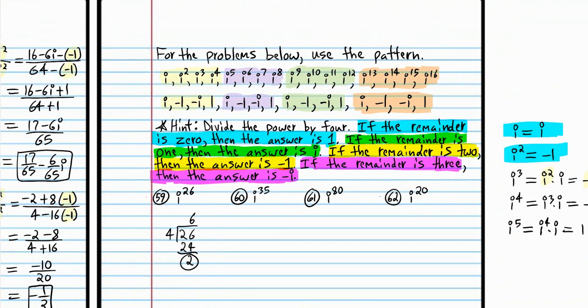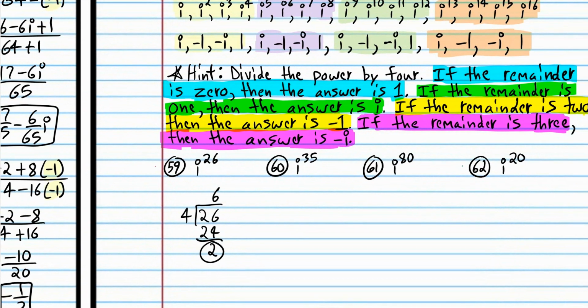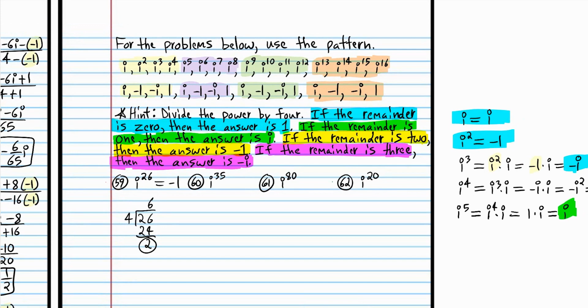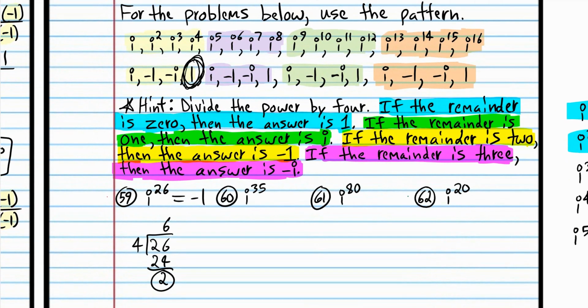Notice in the yellow it said if the remainder is 2, then the answer is -1. And that's it. The answer is -1. If the remainder is 0, the answer is 1. If the remainder is 1, then the answer is I. If the remainder is 2, the answer is -1. And if the remainder is 3, the answer is -I. So that's just how this works. Once you get the hang of that, you can see that this is really not difficult at all.